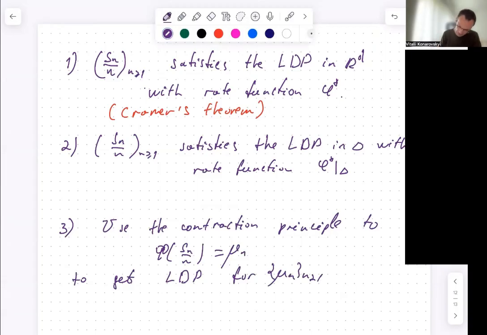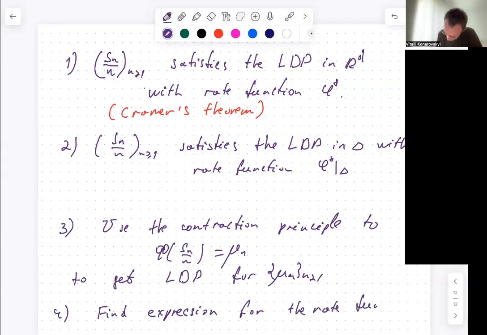And the last step will be to compute the rate function. We know the formula for the rate function in the contraction principle, but that formula is defined via an infimum. Therefore, we need to compute precisely that infimum and find an expression for the rate function associated with this fact. Okay, I hope that the next steps are very clear for you.